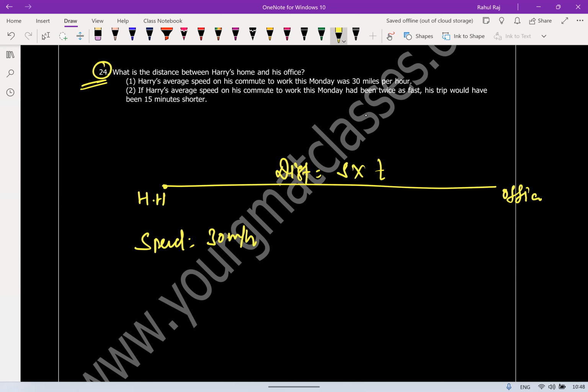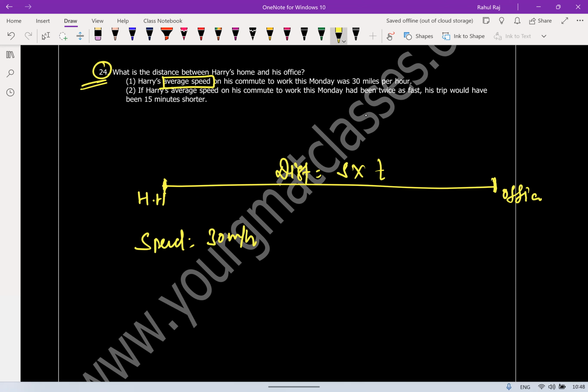Now don't get confused by this average term. Whether you say the average speed going from A to B is 30 miles per hour or just speed, it is considering just one distance. So average speed and speed are exactly the same thing.